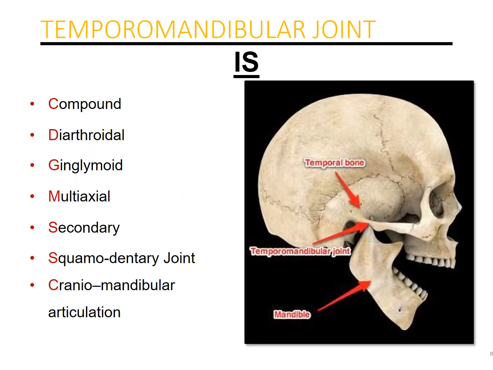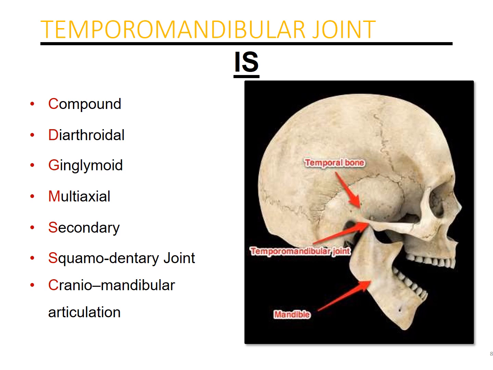TMJ is a compound joint because it is made up of two separate bones, the squamous part of the temporal bone and the condyle of the mandible. As I mentioned, it is a diarthroidal and ginglymoid joint, that is, with rotatory and translatory movement. It is a multi-axial joint, that is, it can exhibit movements in multiple axes.